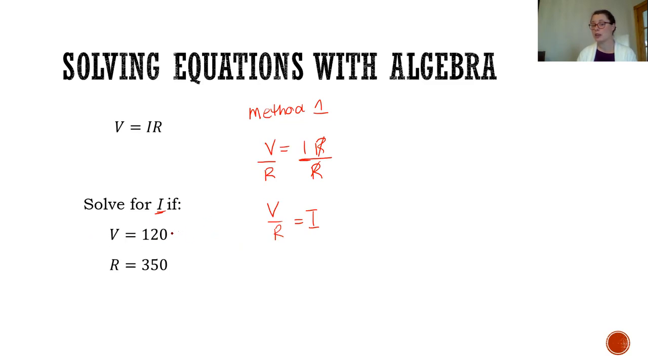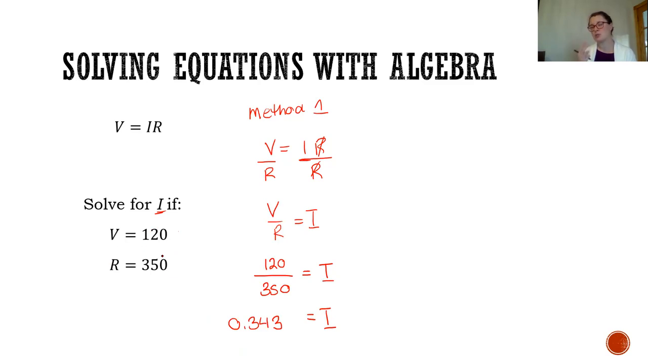So we're going to place 120. So it says V equals 120. So where there's a V, we're going to write 120. Where there's an R, we're going to write 350. And then we're going to find what I is equal to. And I is equal to 0.343. Now I have kept 3 numbers because there's 3 numbers in each of these.